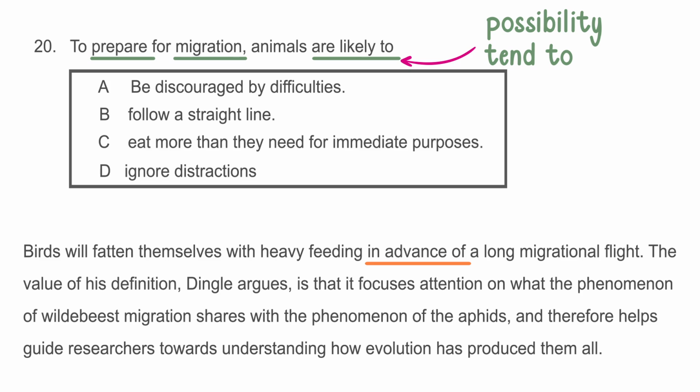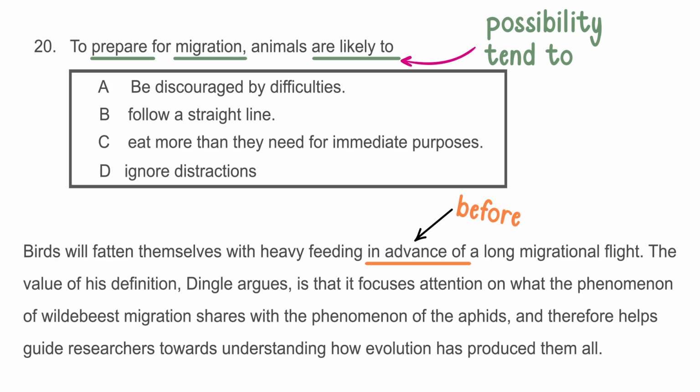You know, when we say something is done in advance, it means that person or that thing is being prepared to do that. Let's read this sentence. Birds will fatten themselves with heavy feeding in advance of a long migrational flight. "In advance of a long" means before migrating, all right, before. So they prepare, right? When you do something in advance, you are being prepared for that event, right? So "in advance" means to prepare.